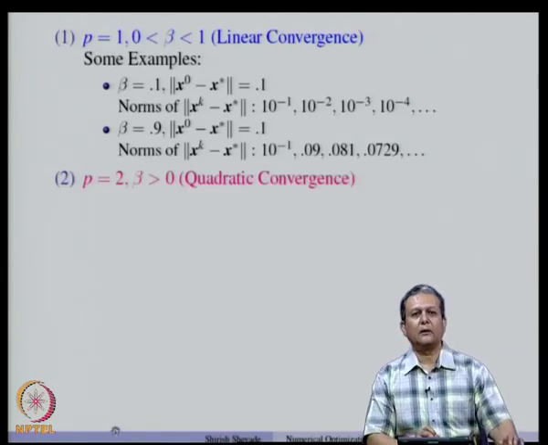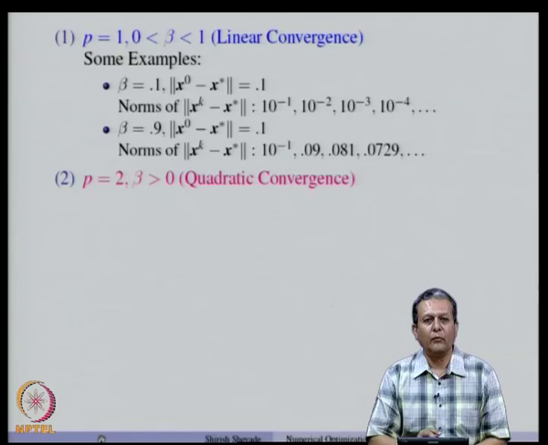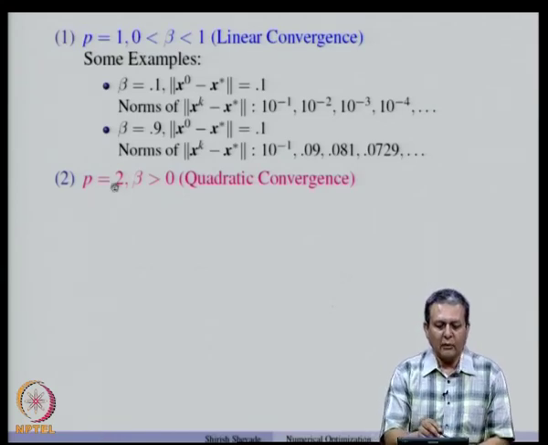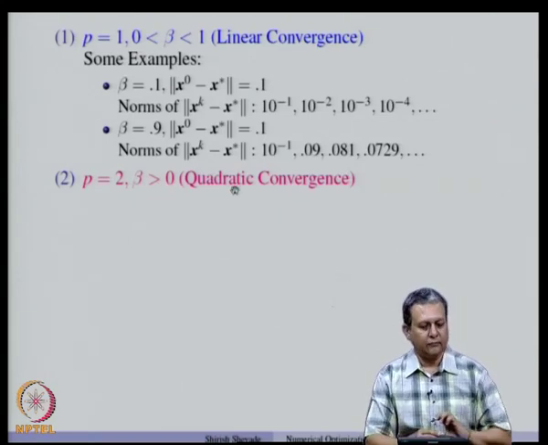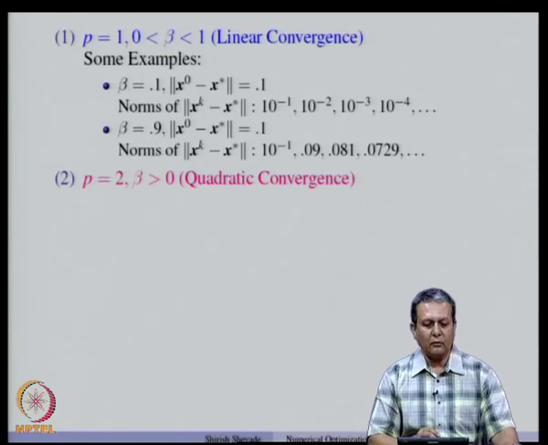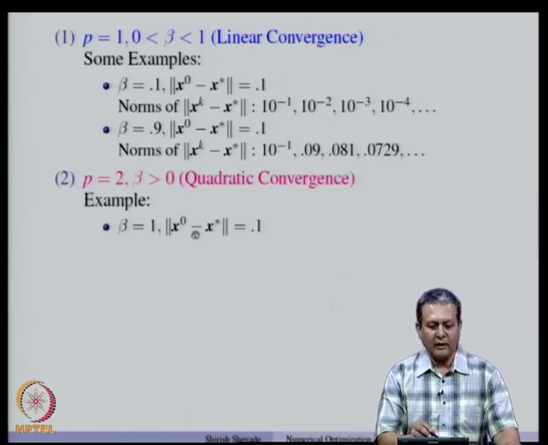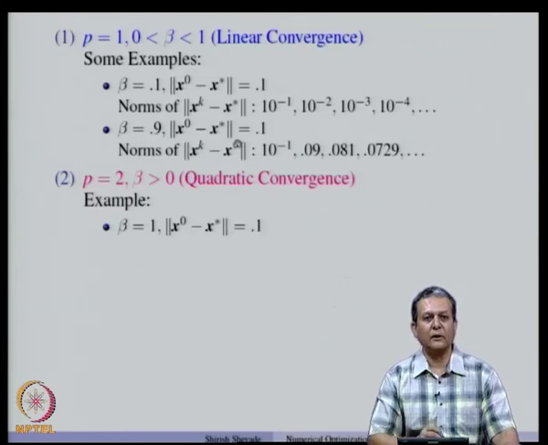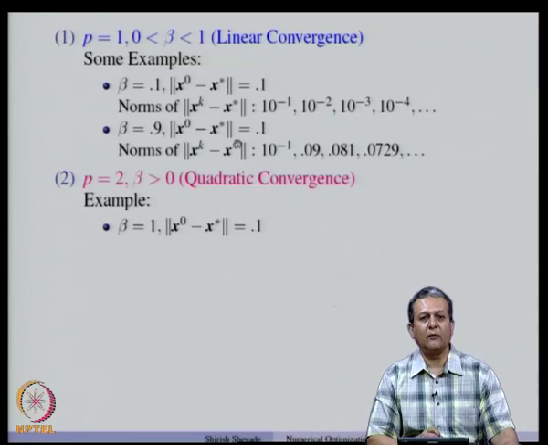Now, let us look at p equal to 2 and beta greater than 0. When p equal to 2 and beta is greater than 0, that is called quadratic convergence. So, let us take again some examples. Let us take beta to be 1 and the norm of x0 minus x star to be 0.1, and let us observe the sequence of norms of xk minus x star.